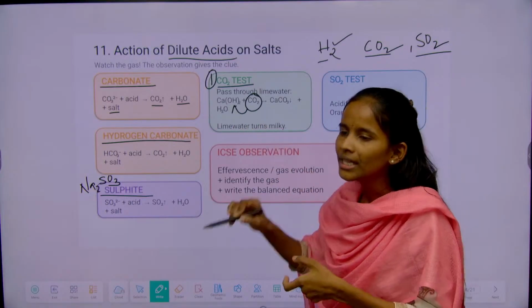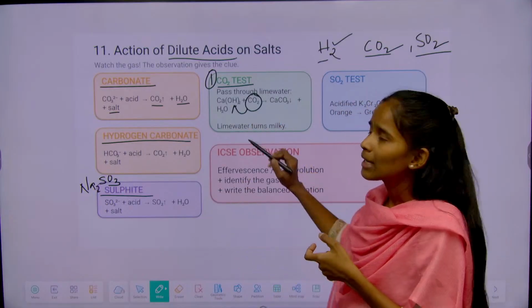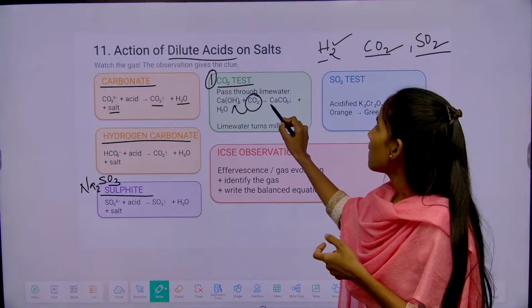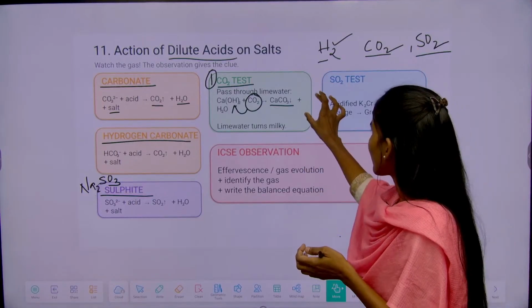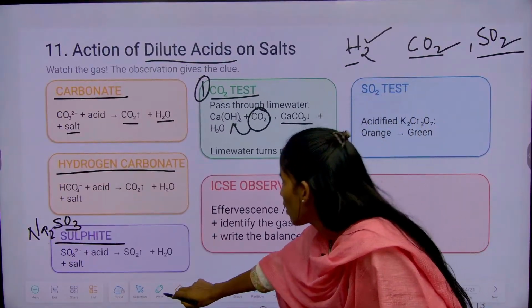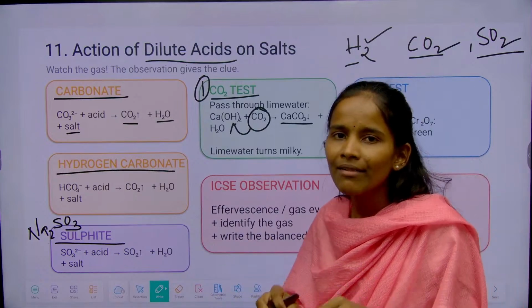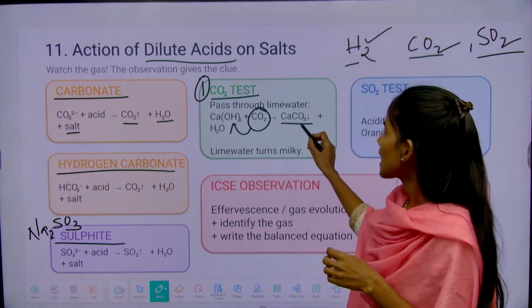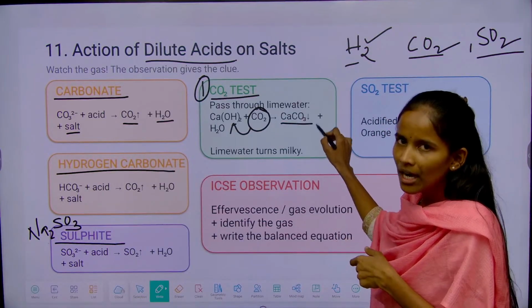When we allow the carbon dioxide gas to pass through the slaked lime solution, we will get a milky white calcium carbonate along with water. So, immediately when we get the milky white solution, it means calcium carbonate, an insoluble solid, is formed, which we will represent by a downward arrow.